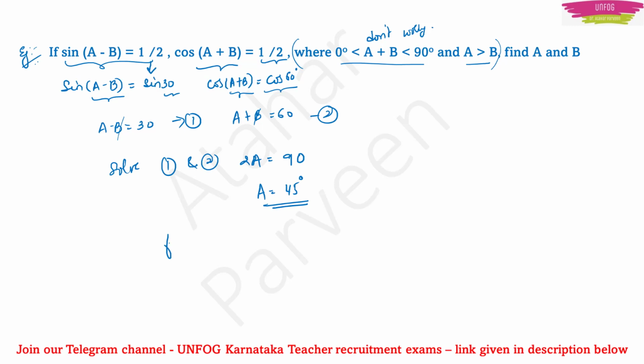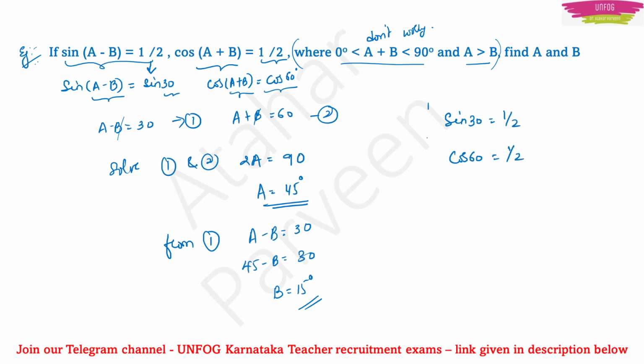Now again go back to 1. You have a minus b is equal to 30, and you have a is 45. So you will have 45 minus b is 30, so your b will be 15 degree. Only with two things, that sine 30 is equal to half and cos 60 is equal to half, you were able to solve this entire problem, right? So only this is the hero of this problem.